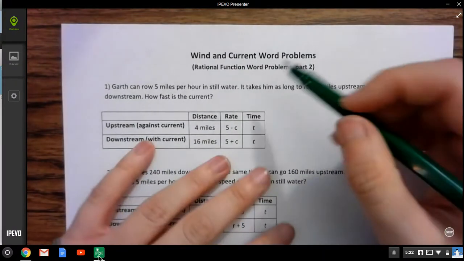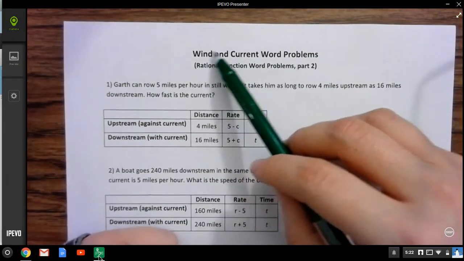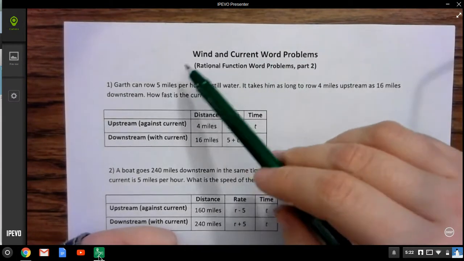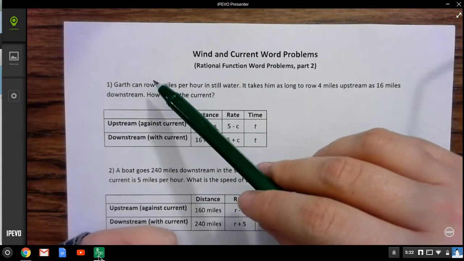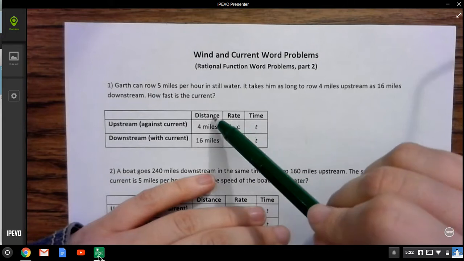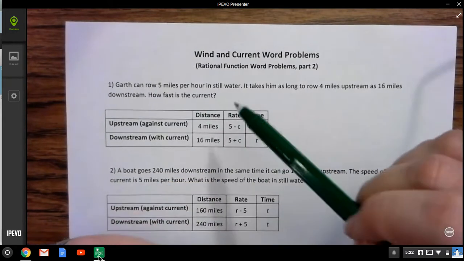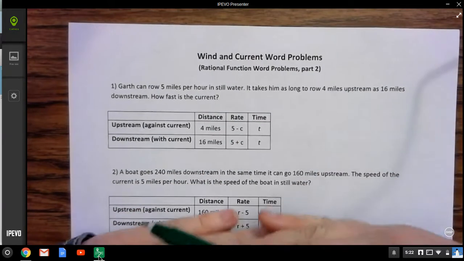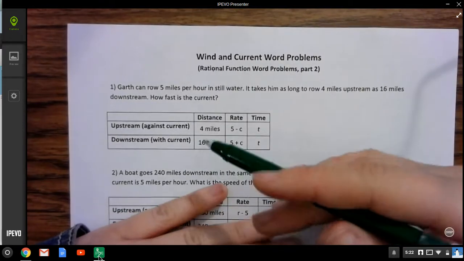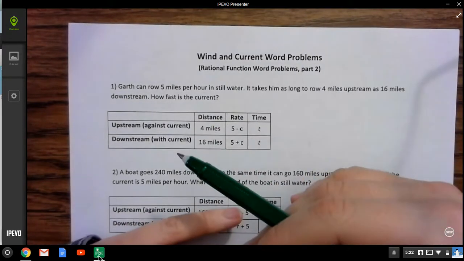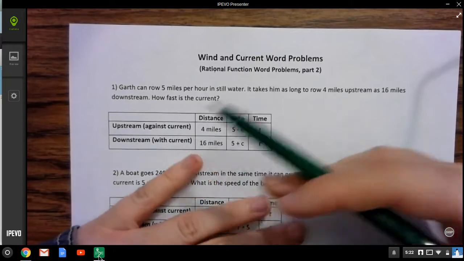So here we've got some wind and current word problems. These are pretty similar to the distance, rate, time problems that we already did. The difference in these is that you're either moving through water or through air, so the wind speed or the current speed can affect your rate.